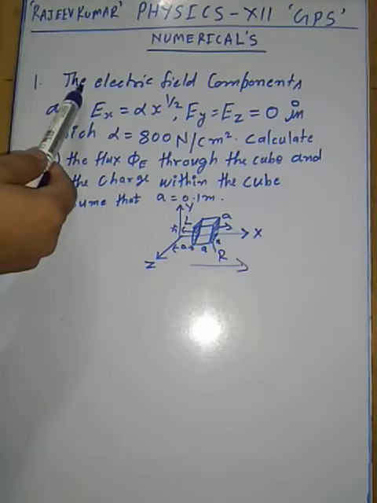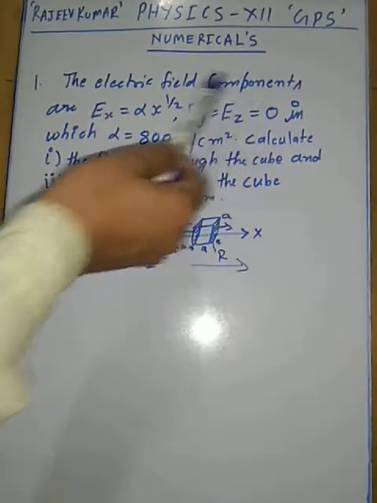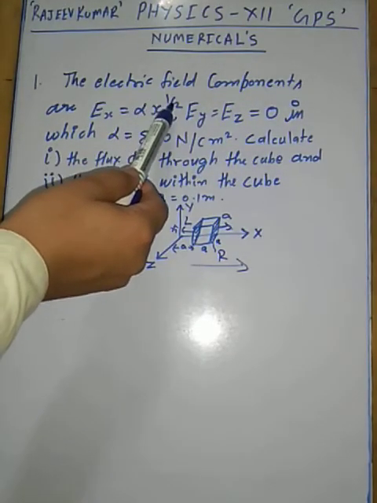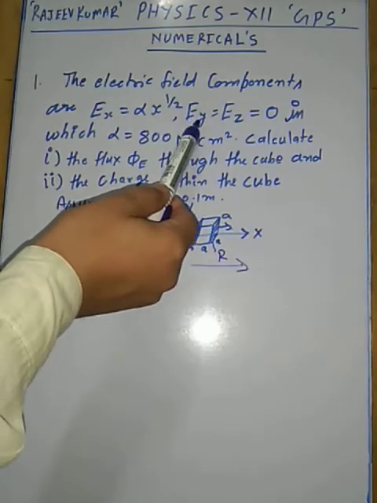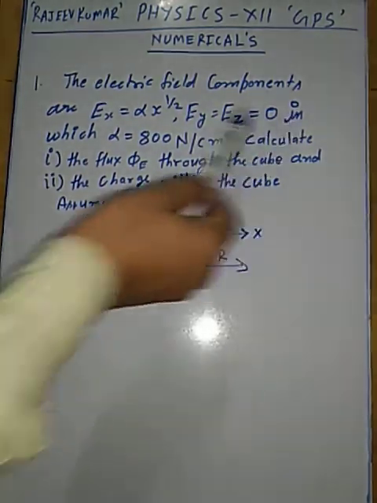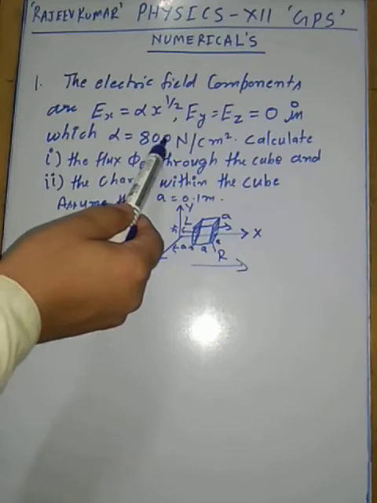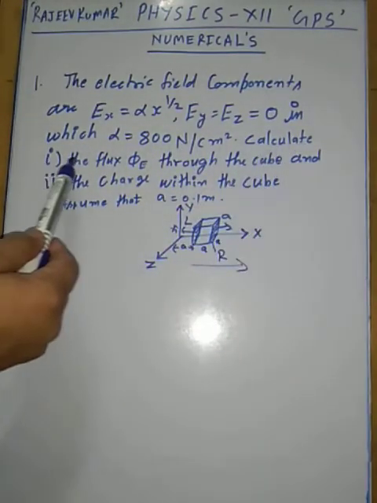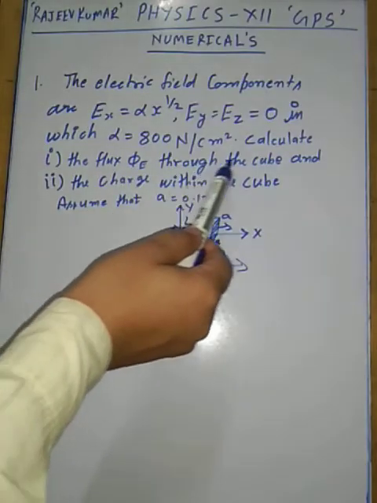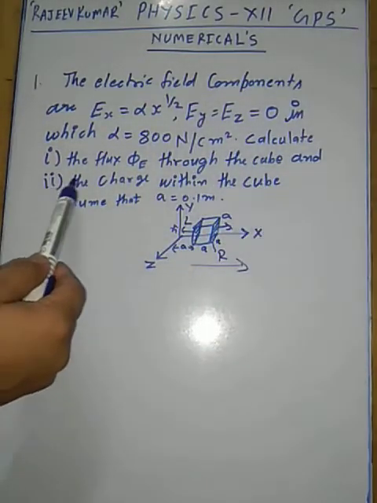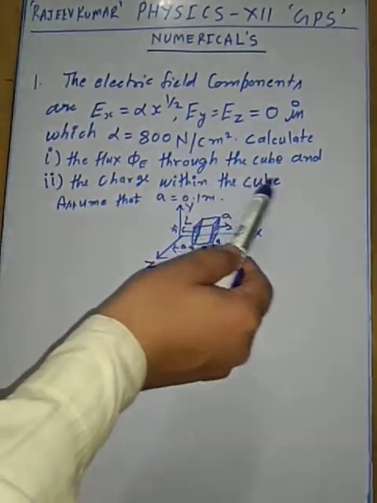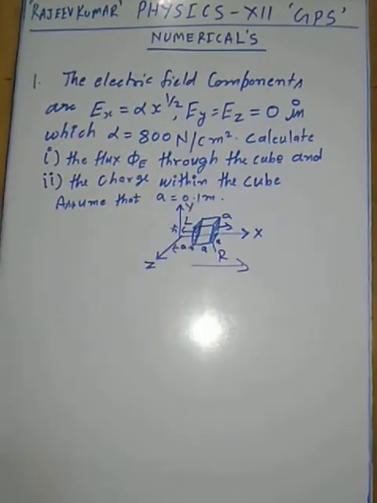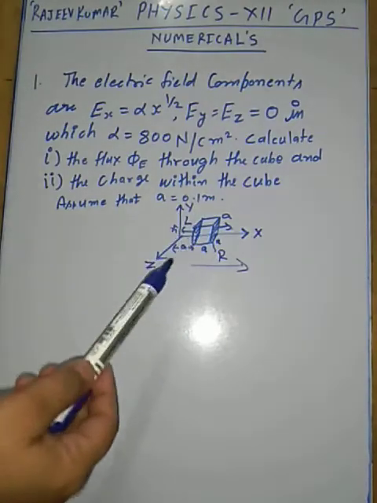Question number 1: the electric field components are Ex equal to alpha x raised to the power of 1 by 2, where Ey and Ez are 0, in which alpha is 800 Newton per kilometer square. Calculate number 1, the flux phi E through the cube, and number 2, the charge within the cube. Assume that a is 0.1 meters and this diagram is given.